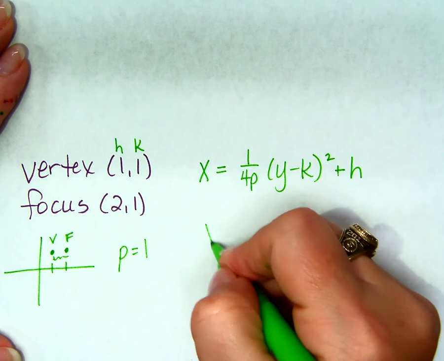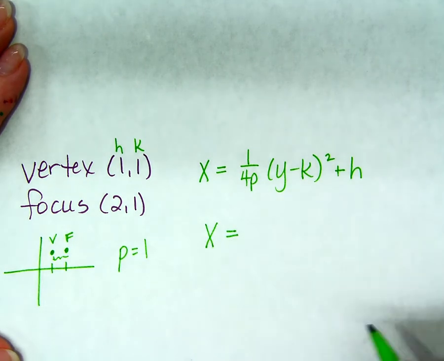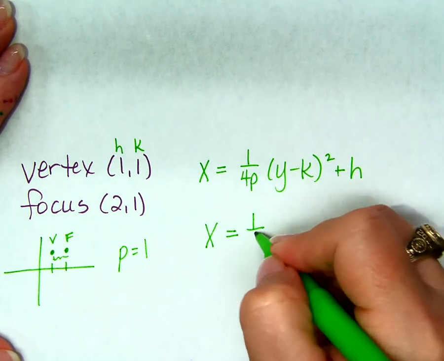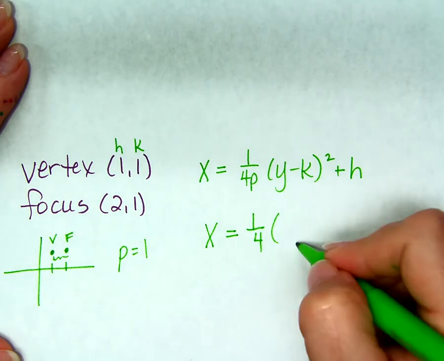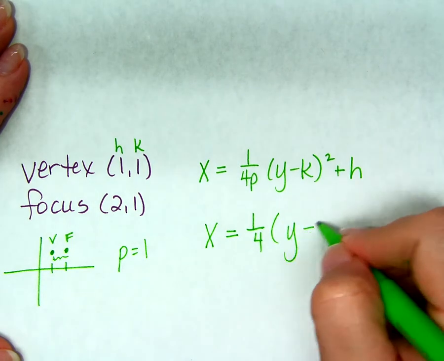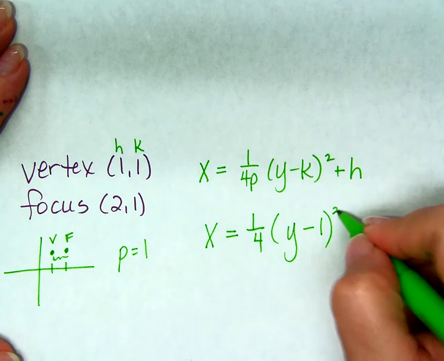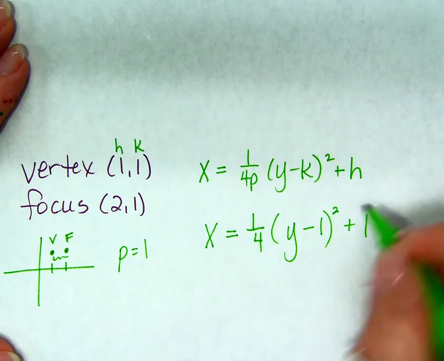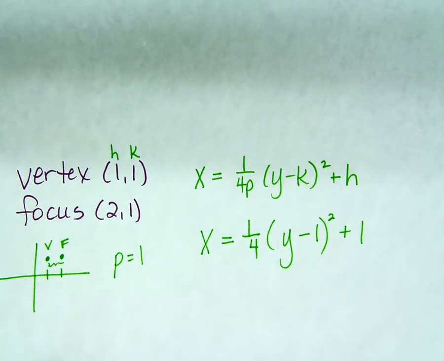So now when I go to write the equation, it's x equals 1/4 (y minus 1) squared plus 1. Any questions? How are you feeling about this? Okay.